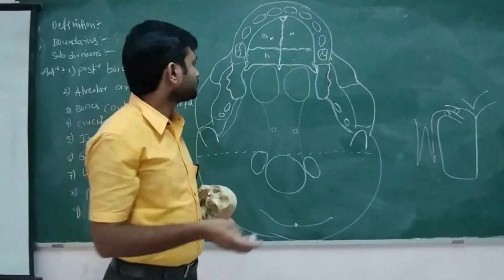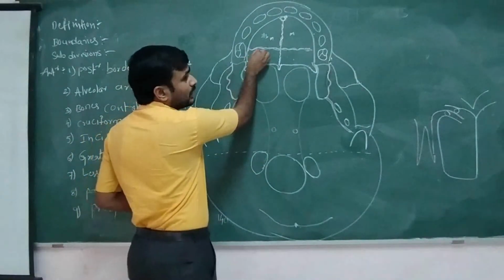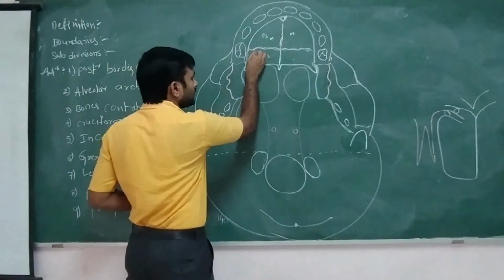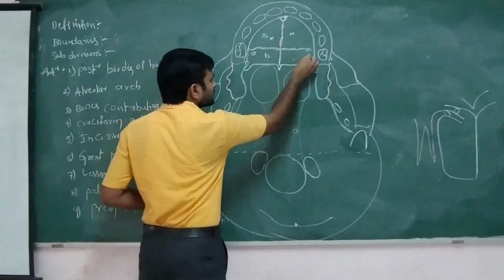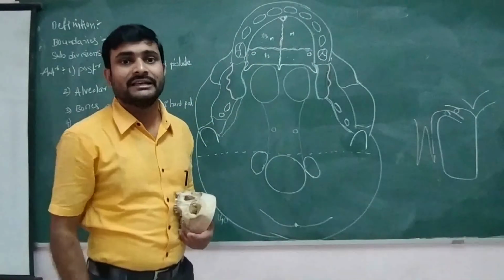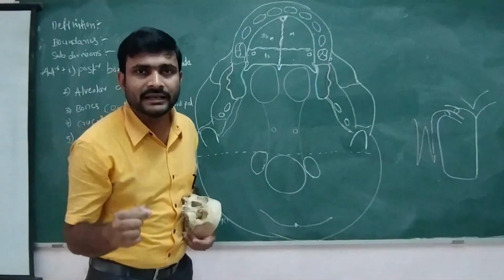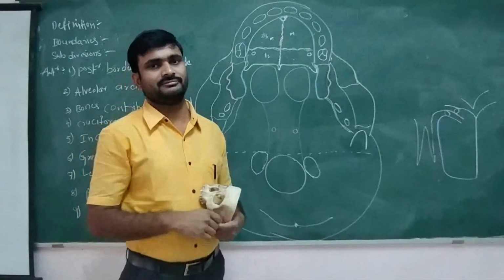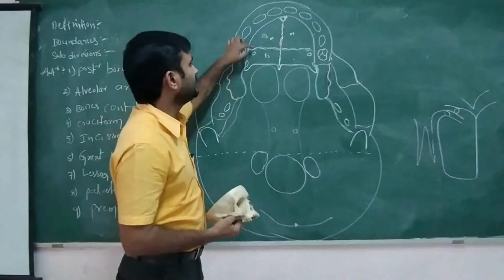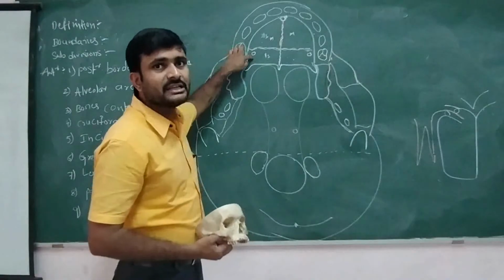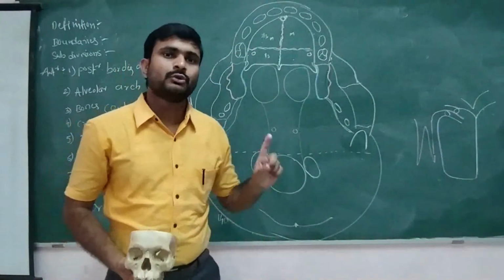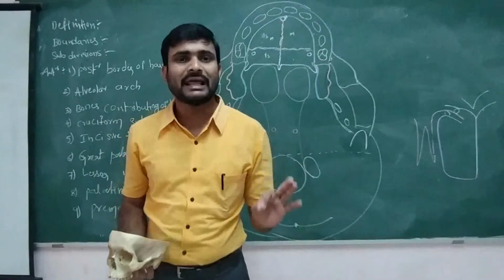Next, this suture is called the palato-maxillary suture. Just behind this suture, in the palatine bone, there is one foramen. This foramen is called the greater palatine foramen. It is present just behind the palato-maxillary suture. Vessels pass through this foramen, and those vessels are called the greater palatine vessels.